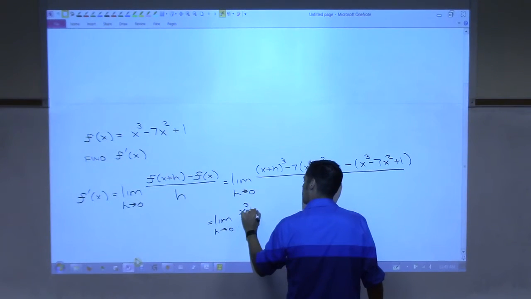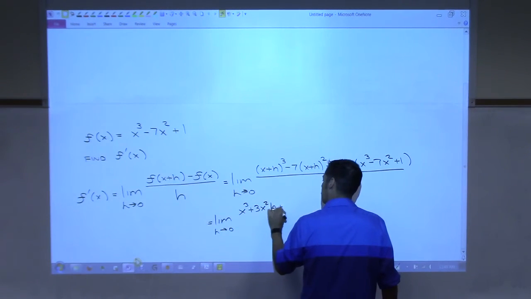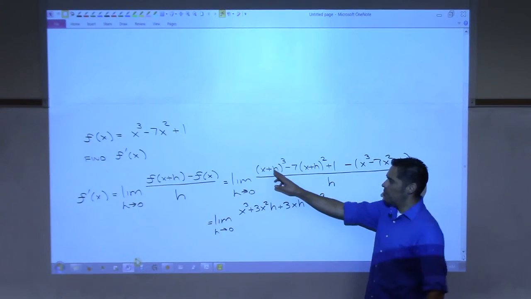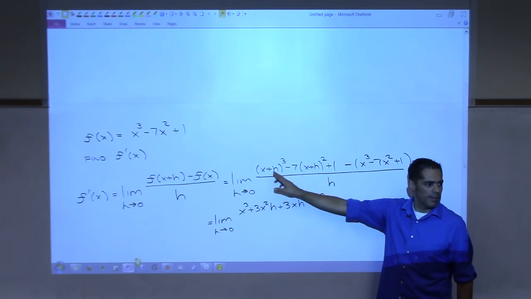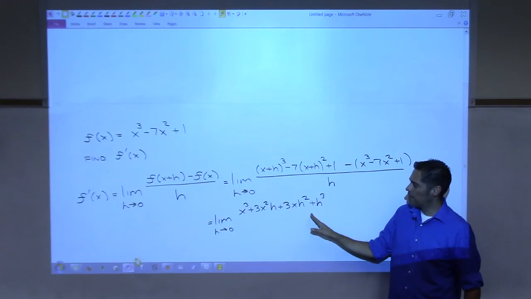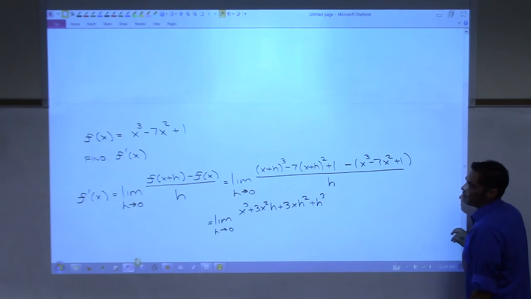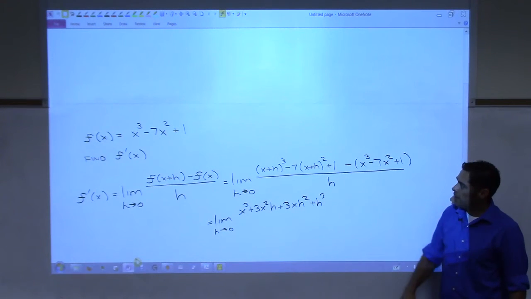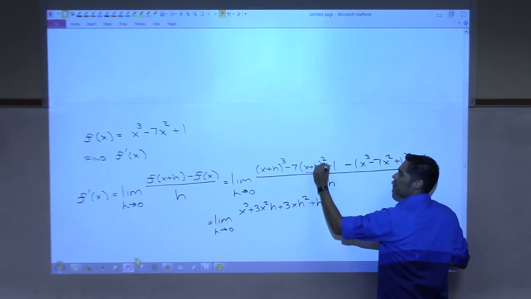x cubed. We talked about Pascal's triangle last time, didn't we? But I'm just going to assume that you could do this on your own, all right? Given enough time, you could get to this, right? I mean, you could, right? If I gave you enough time, you could multiply that out. Okay. And then right here, we have to square this, don't we?